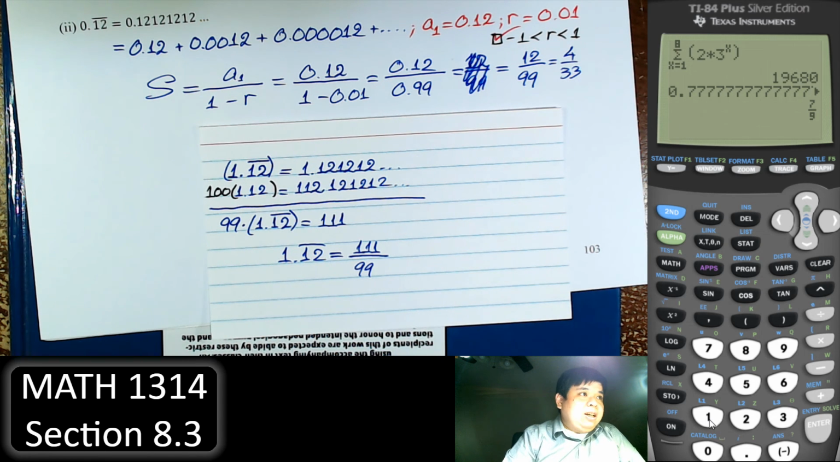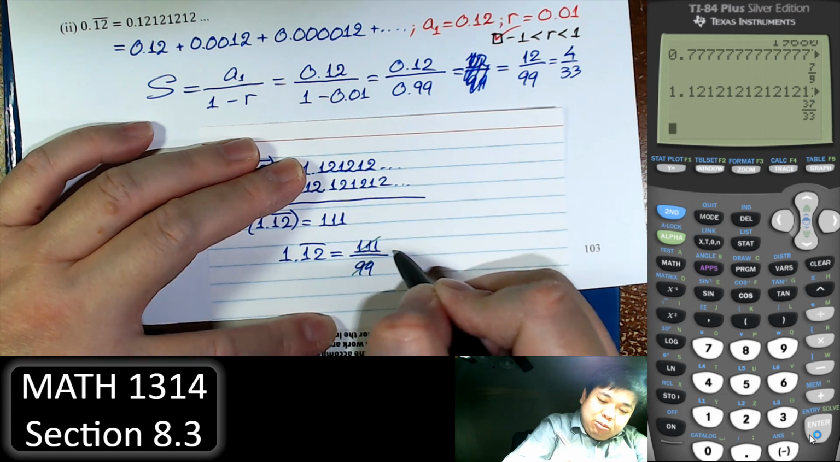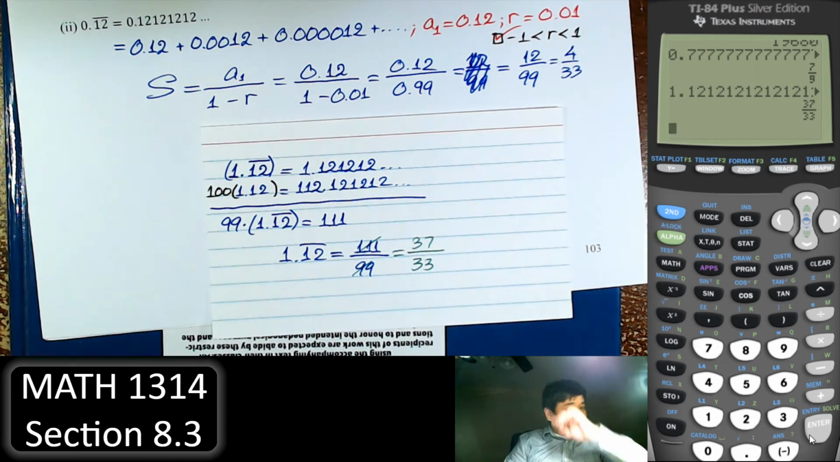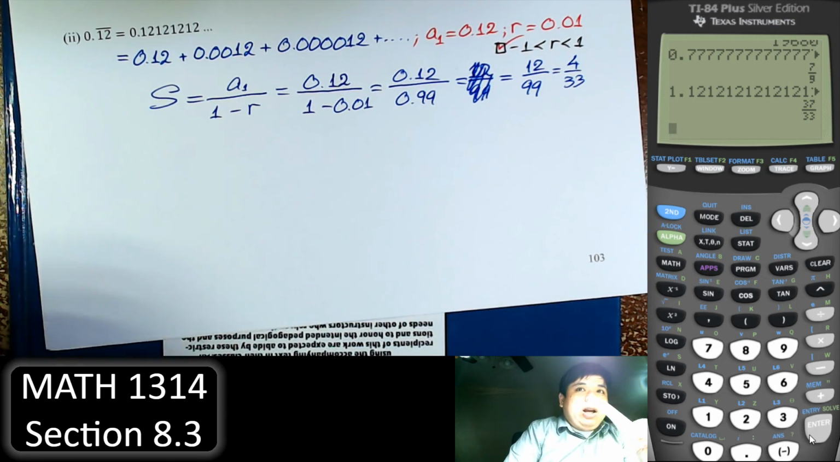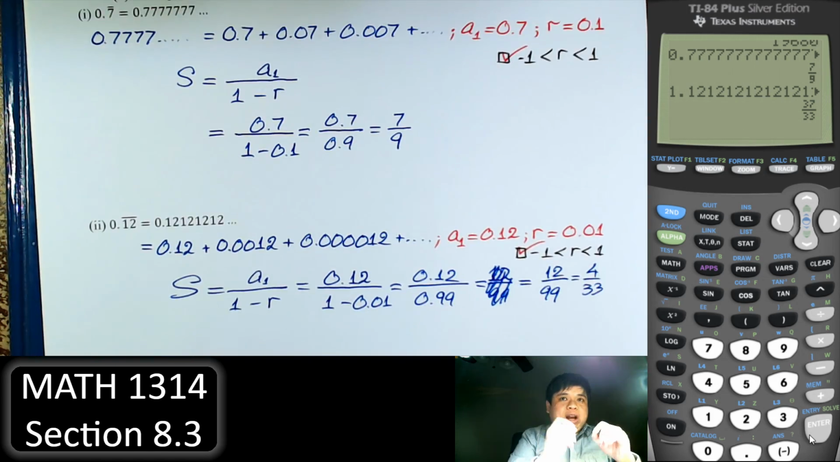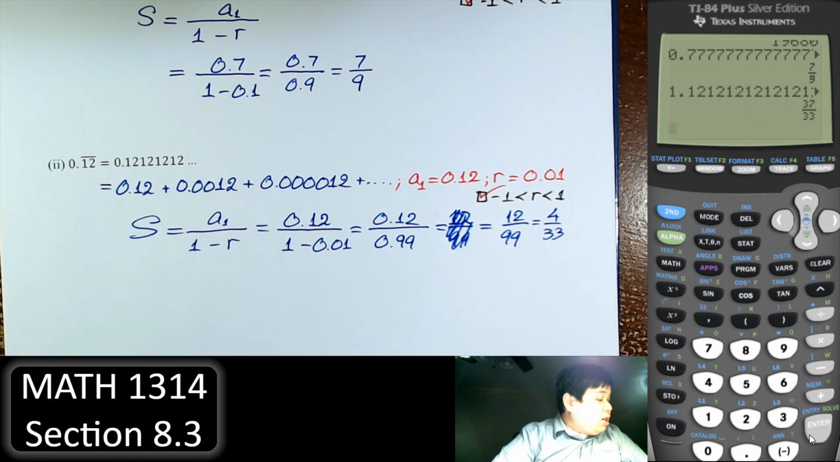Alright, let's see. 1.12121212. Of course, I forgot to reduce this by 3. Like I said, the better way is to do it without a formula. If there's 1 digit repeating, multiply by 10 and subtract them. 2 digits repeating, multiply by 100 and subtract them, and so on. With that, I finished section 8.3 here. Thank you for watching, and see you in another video in the algebra course.